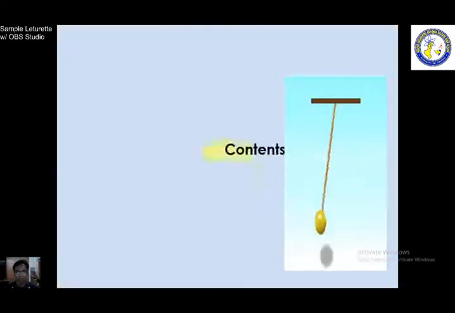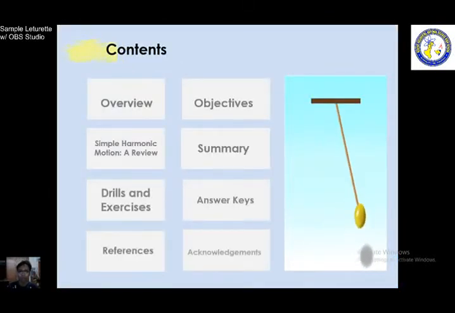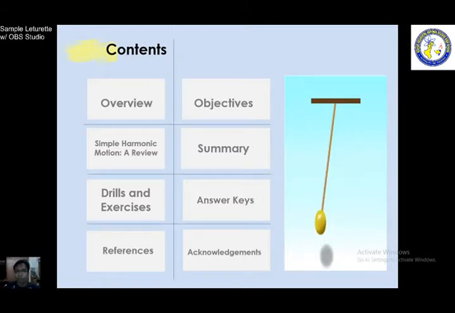Okay, so let's proceed. So what are the features again of my SIM? So you have here the table of contents, you have the overview, the objectives, and of course a review of the topic. At the end, you will have the summary, then the drills and exercises, and after that you can view the answer keys, references, and of course the acknowledgement.